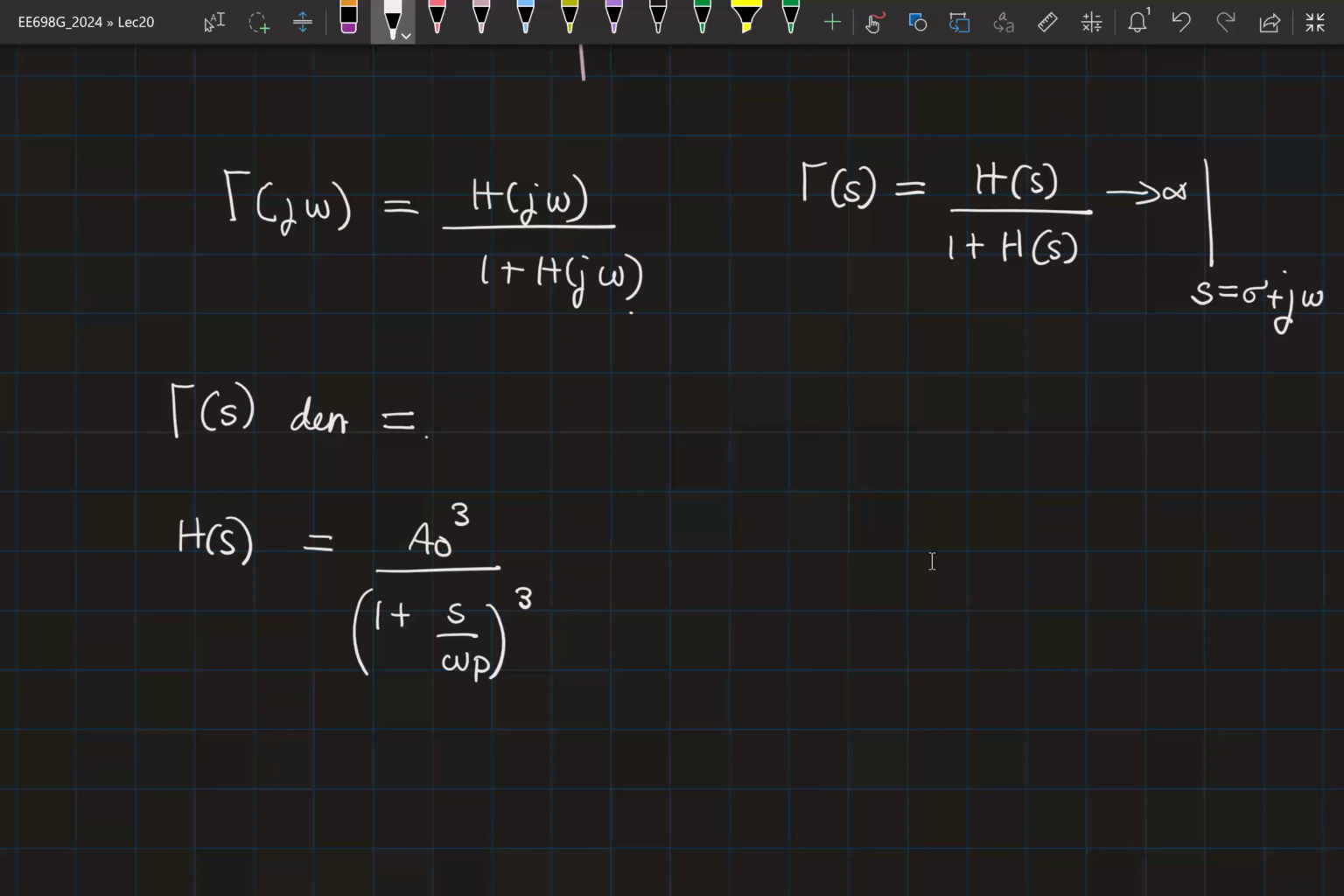So what is the denominator? It should be of the form 1 plus a naught cube by 1 plus s by omega p the whole cube, right? So I'll multiply it so that I'll have it in the form of a standard denominator. So you will have something like this. Okay, so I'm going to simplify this.